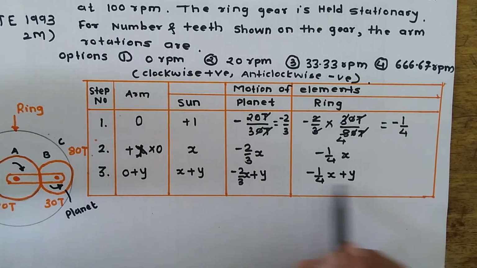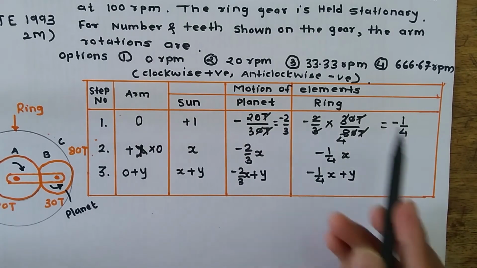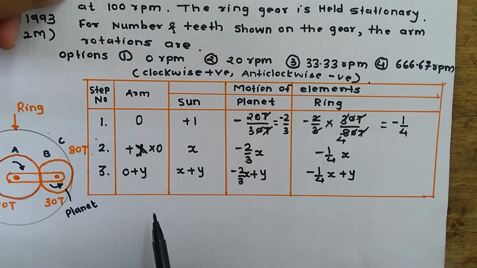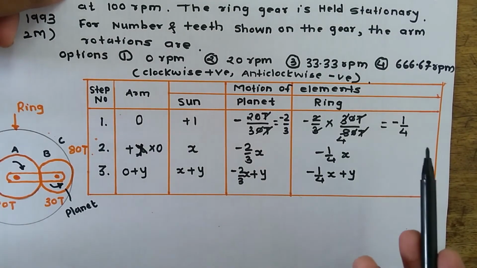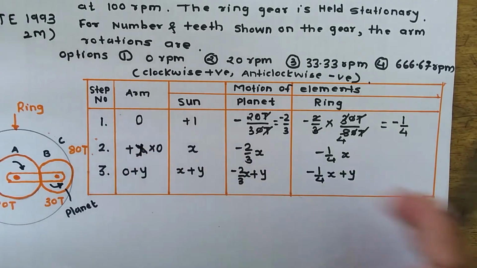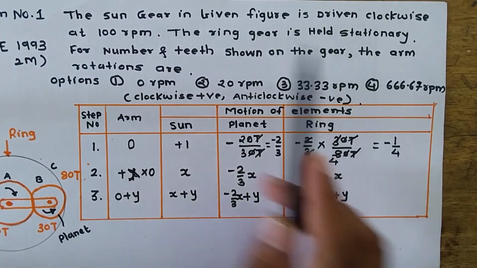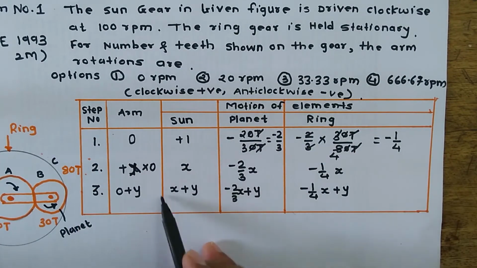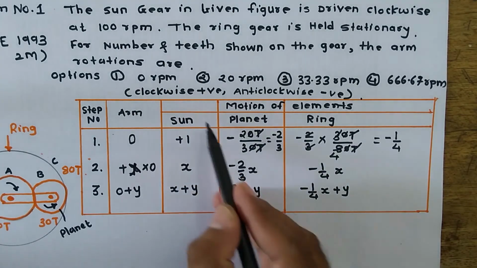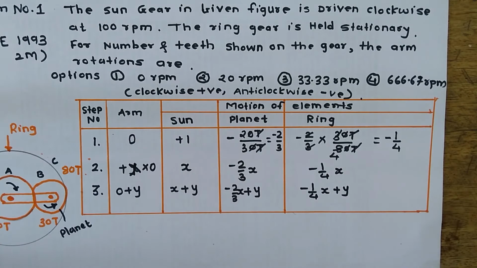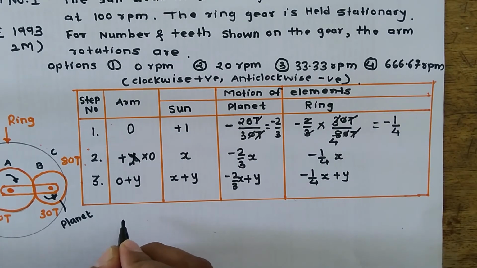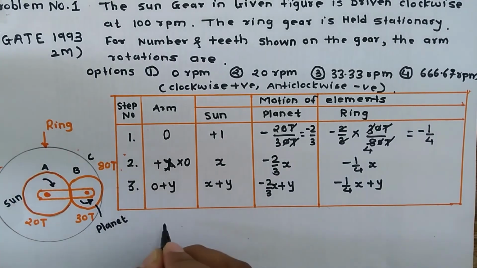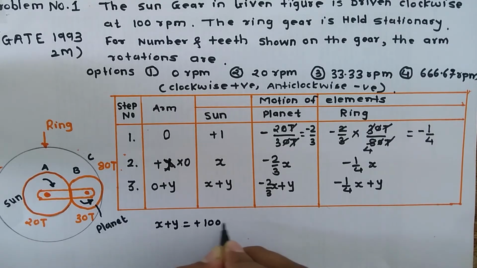This is our last step, and it is very simple. Now we have to read the problem and understand the given conditions. The sun gear is driven in clockwise direction at 100 rpm. So the first condition is x + y = +100 rpm.